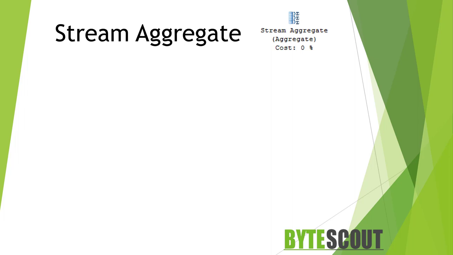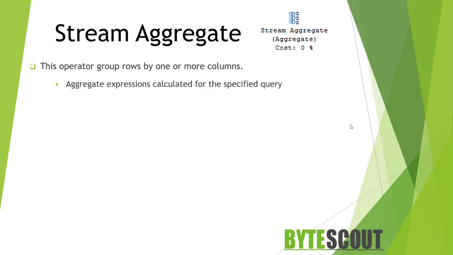In this video, we're going to learn about the next operator of the T-SQL execution plan called a stream aggregate. The stream aggregate operator groups rows by one or more columns and then calculates aggregate expressions for the specified query. The most common aggregate functions are sum, count, average, minimum, and max. When we execute these aggregation functions, the stream aggregate operator appears in the execution plan.